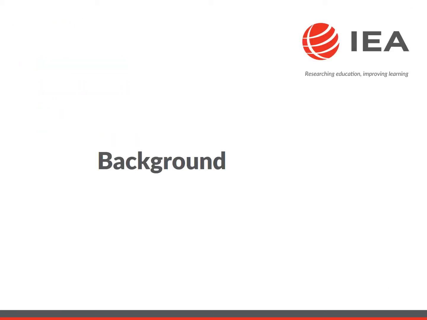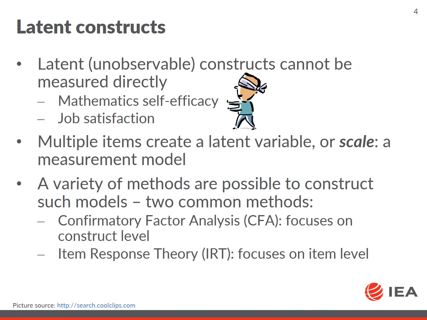Let's discuss the background of the study. Our study conducted research on latent constructs, which are unobservable phenomena that cannot be directly measured. Unlike observing the amount of time it takes a runner to go from point A to point B, we cannot directly observe someone's mathematics self-efficacy or job satisfaction. Rather, we create items on an assessment or questionnaire, which we evaluate together as a latent variable or scale.